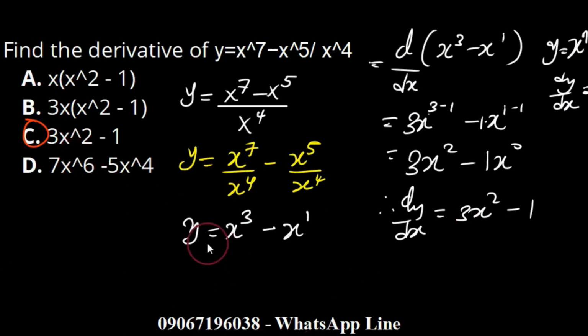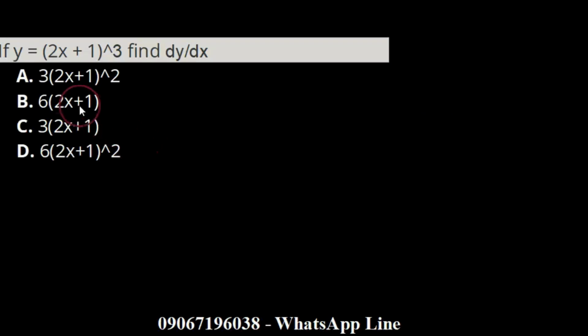Let's move on to the next question. Question number 2, we're told that if y is equal to (2x plus 1) raised to the power 3, find dy over dx. We can solve this question using two methods. One of the first methods we want to use is the function of a function, or we can use direct differentiation.